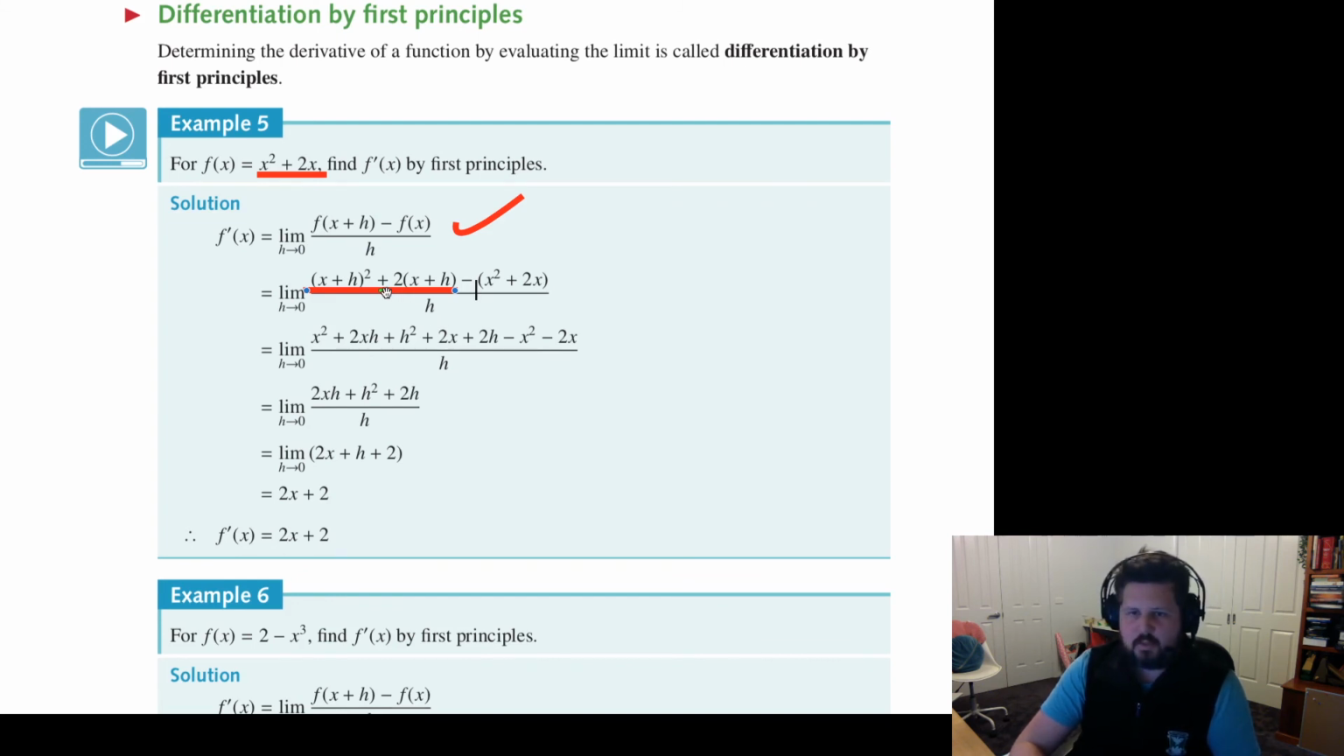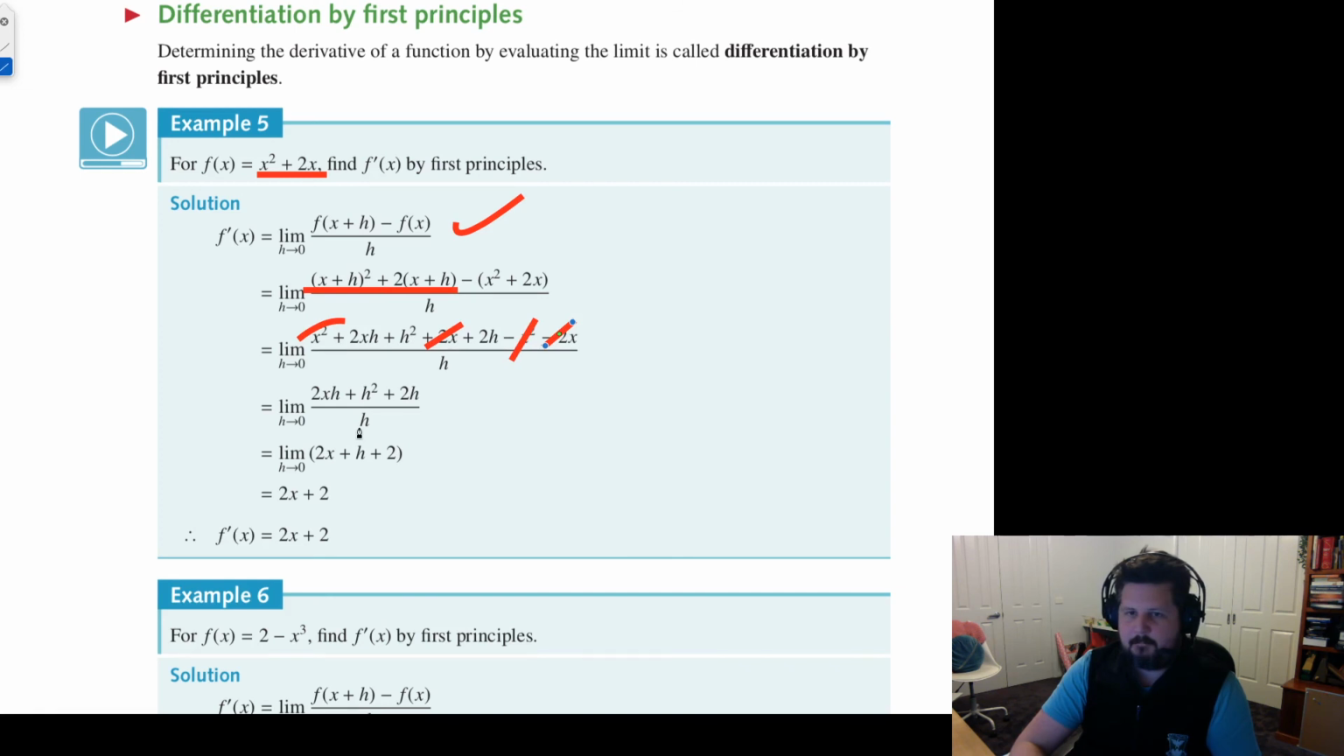From here, like we've been doing in the past, it's a matter of expanding out this top line. We then need to be careful about simplifying things down. Obviously this x squared and take away x squared cancel each other out. We've got 2x here and a negative 2x here, they cancel each other out, which means you're just left with the 2xh plus the h squared plus the 2h.